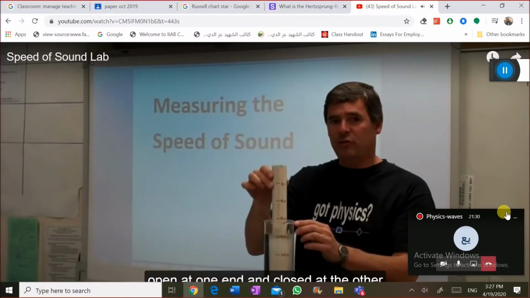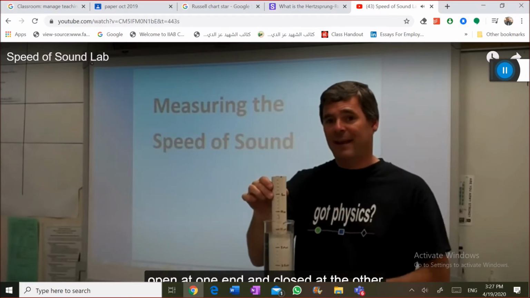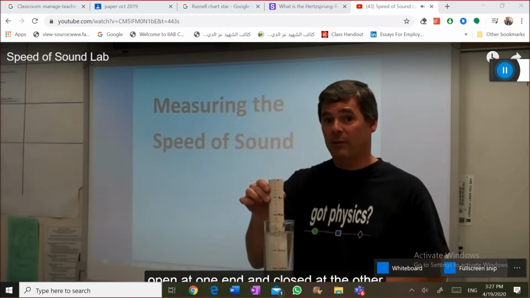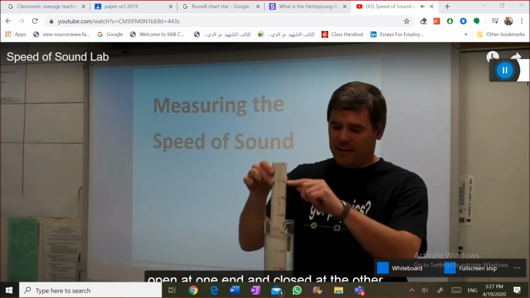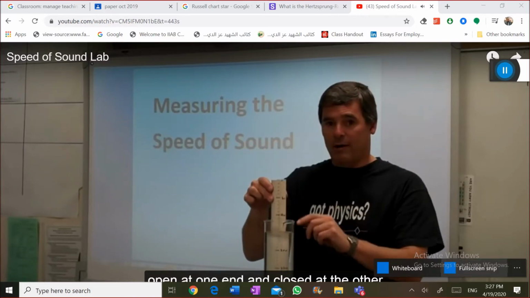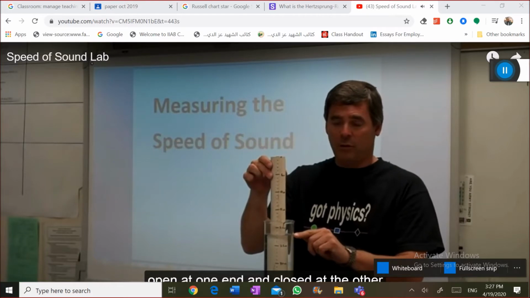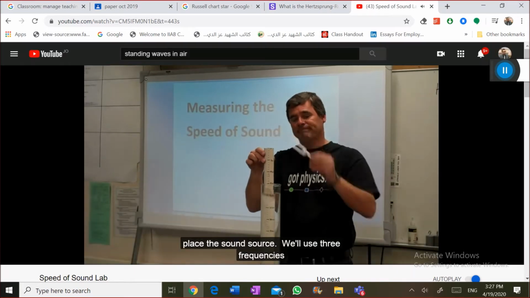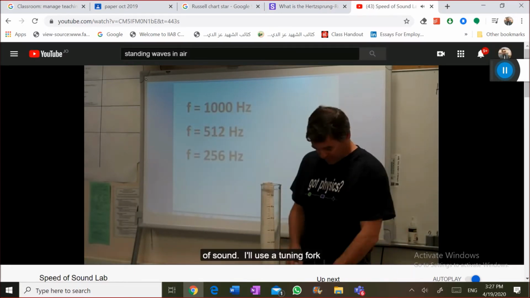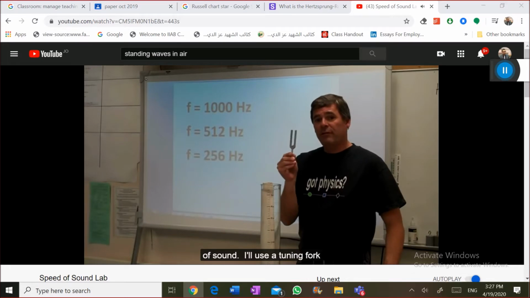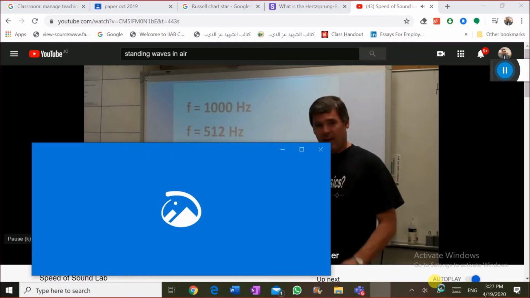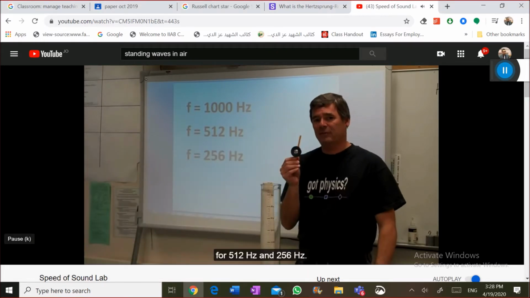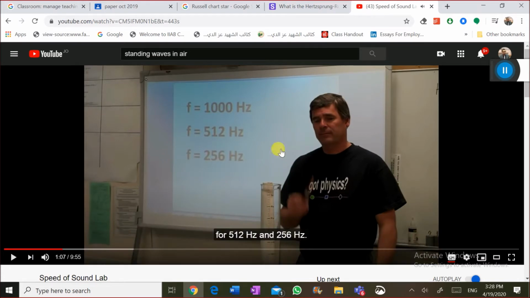I'll try to find the length of the tube that produces a standing wave inside the tube. I'll know there's a standing wave when I hear an increase in the volume of the tone. I can adjust the length of the tube by raising or lowering it in the water. The water end of the tube, of course, is the closed end, and the open end is up here where I will place the sound source. We'll use 3 frequencies of sound. I'll use a tuning fork for 1000 hertz, and then I'll use the speaker for 512 hertz and 256 hertz. Okay.